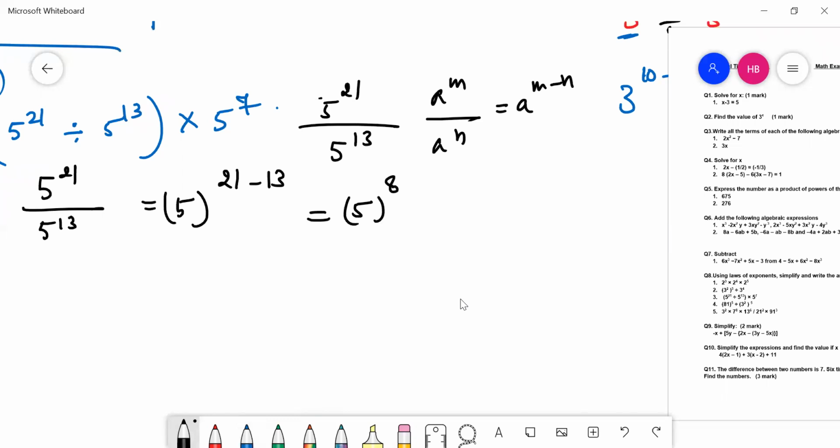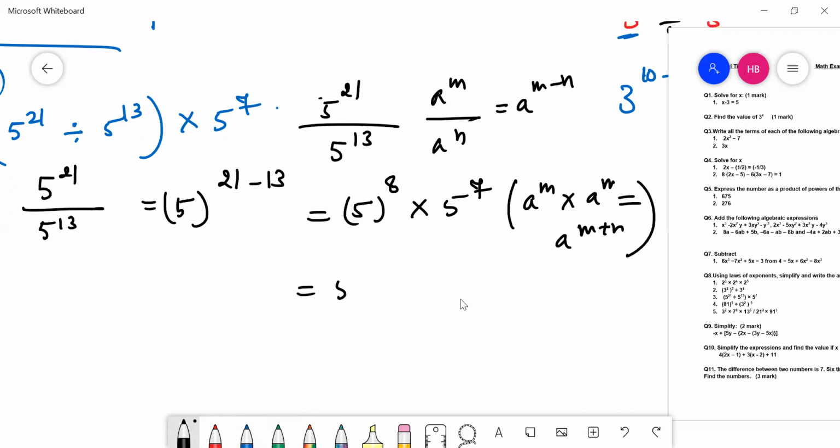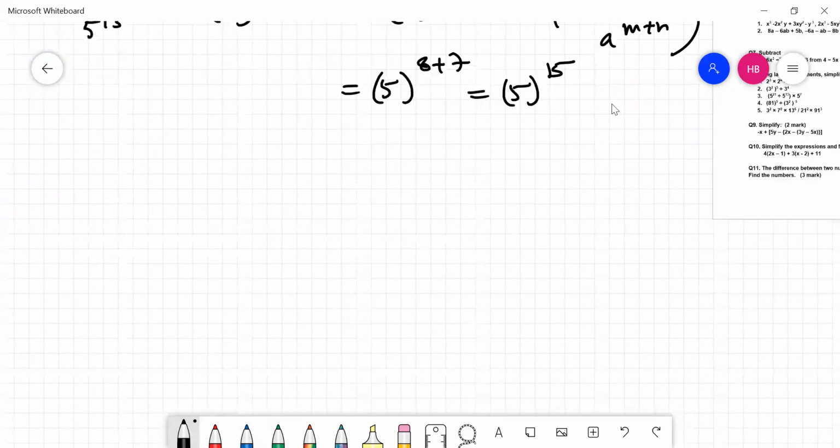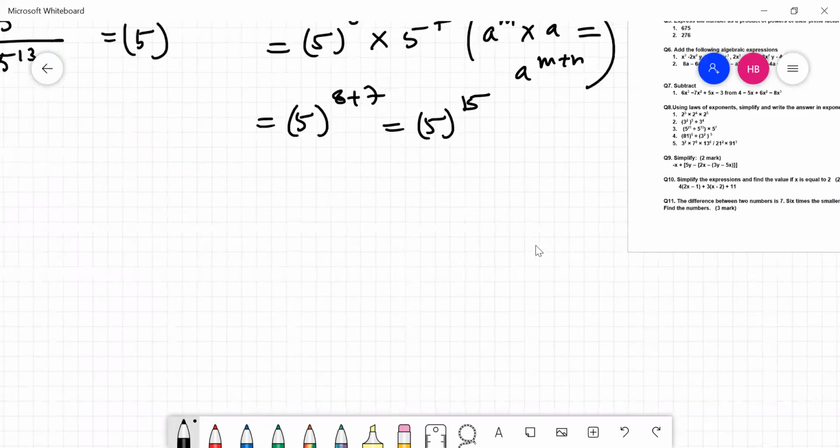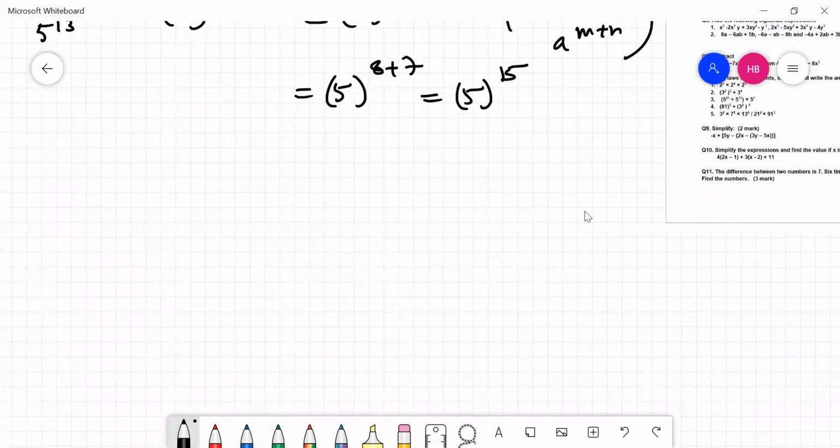And then you write the rest of your question: 5 raised to power 8 into 5 raised to power 7. You have to apply here the identity a raised to power m into a raised to power n, which is a raised to power m plus n. If you apply this, it would be 5 raised to power 8 plus 7, which will give you 5 raised to power 15 as your answer. So the answer of the third question is 5 raised to power 15. Let's move to the fourth question.